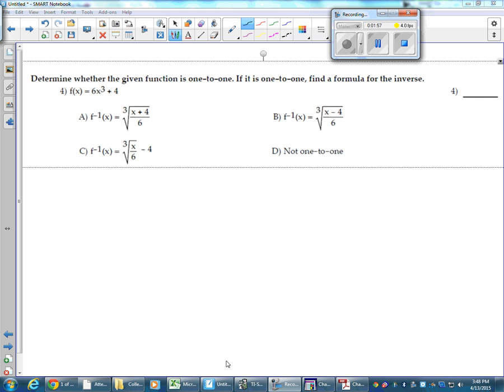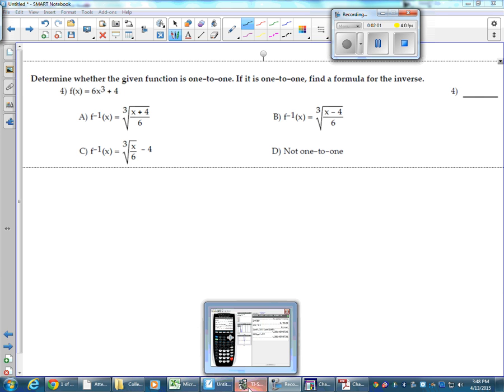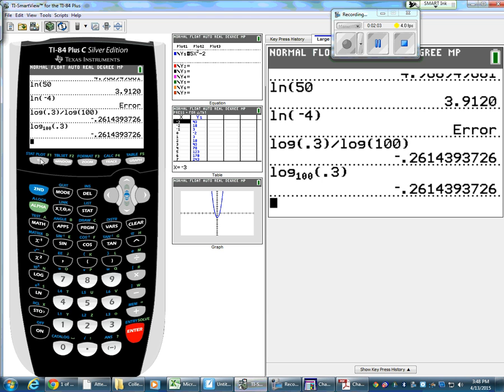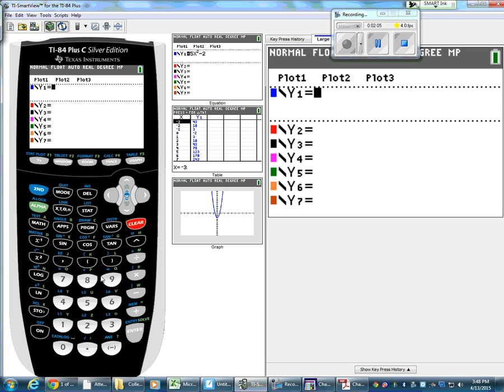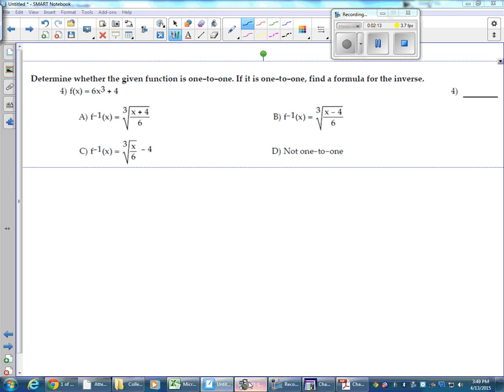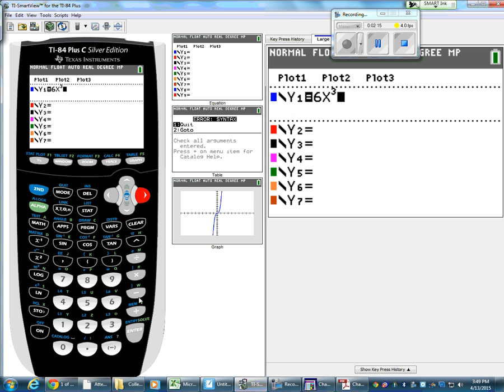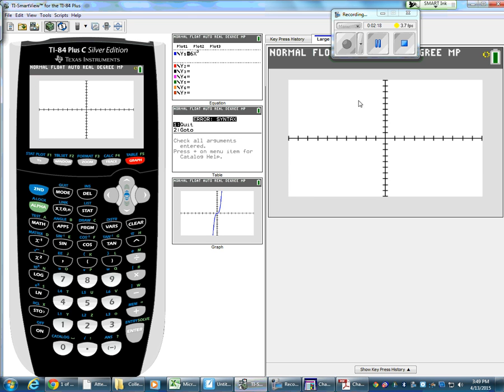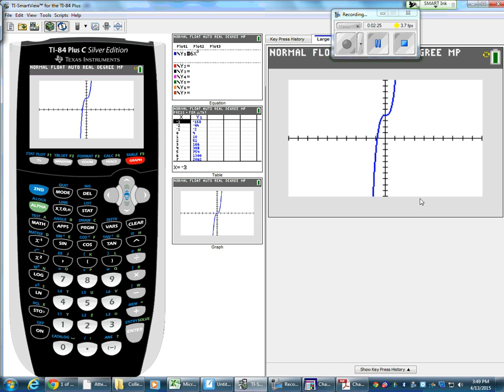If it is 1-to-1, find the formula for the inverse. This is a cubic function, which is 1-to-1. If you want to test it, you can always go to y equals and type it in. It's 6x cubed. Is it minus 4 or plus 4? It is plus 4. So take a look at this graph and you should be able to see that it's 1-to-1. Remember, if it's 1-to-1, it's not only going to pass a vertical line test, it would also pass a horizontal line test. So if you look everywhere, a horizontal line would only cross this once.